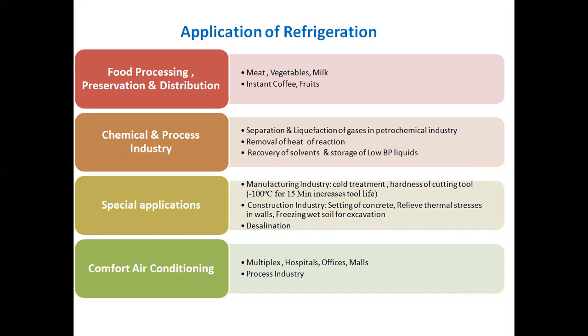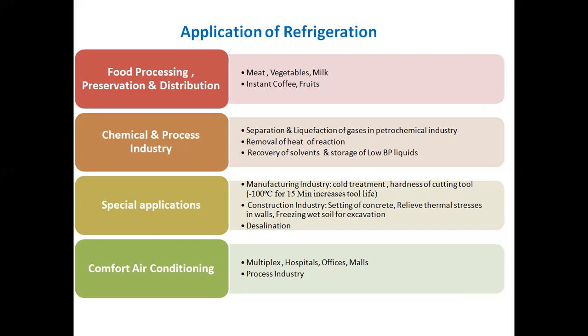Then in chemical and processing industry also, you can see separation and liquefaction of the gases, which is used for n number of applications. Liquefaction of gases means particularly for nitrogen production, liquid nitrogen production, this refrigeration is very much used. Then removal of heat of reaction in the chemical reactors, then recovery of solvent and storage of the liquids whose boiling point is low, for that also you need refrigeration.